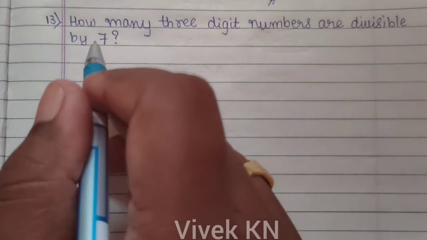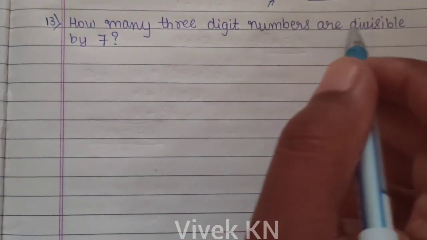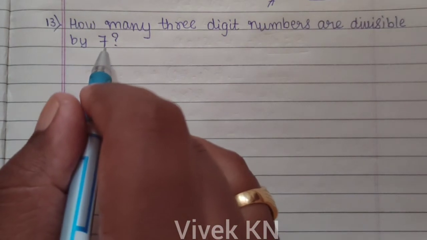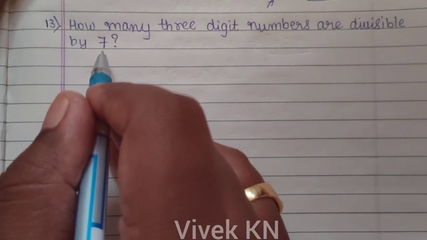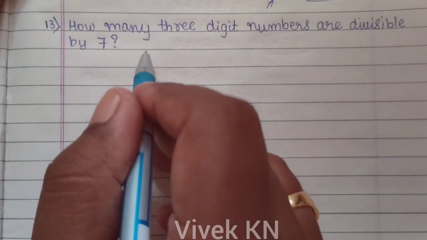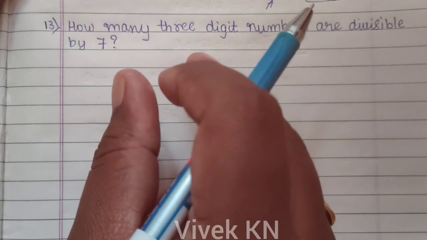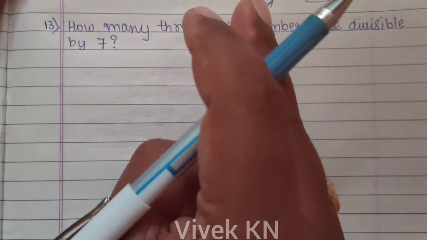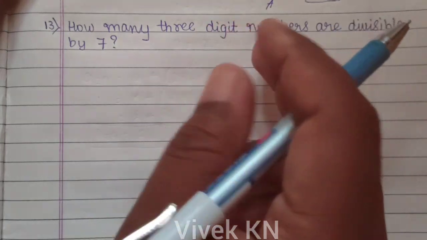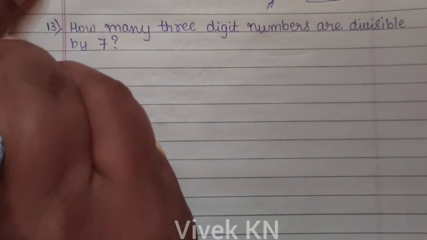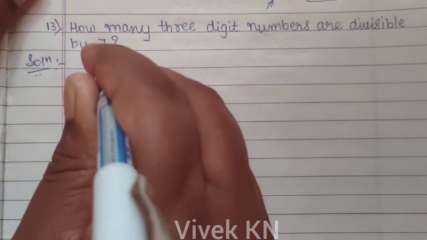Next question. How many 3-digit numbers are divisible by 7? Here we have to form an arithmetic progression such that each term must be a 3-digit number, and it must be divisible by 7. So first we have to form an arithmetic progression.